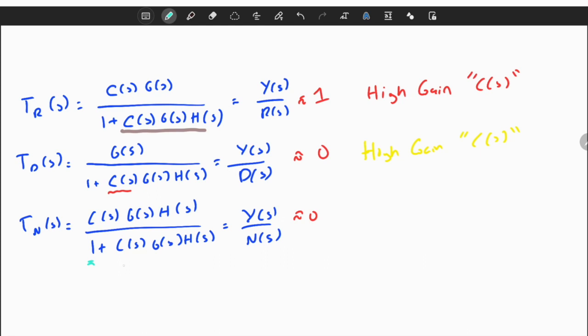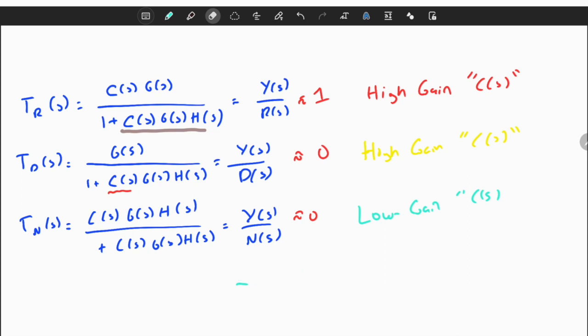What I can use, I can make C as small as possible. It's very little, like C of S is approximately equal to 0, which means that I have a low gain controller, C of S. In that respect, I can achieve that T_n of S is approximately 0, which means that I don't observe it, or it's kind of negligible at the output. Okay, is it great? No.